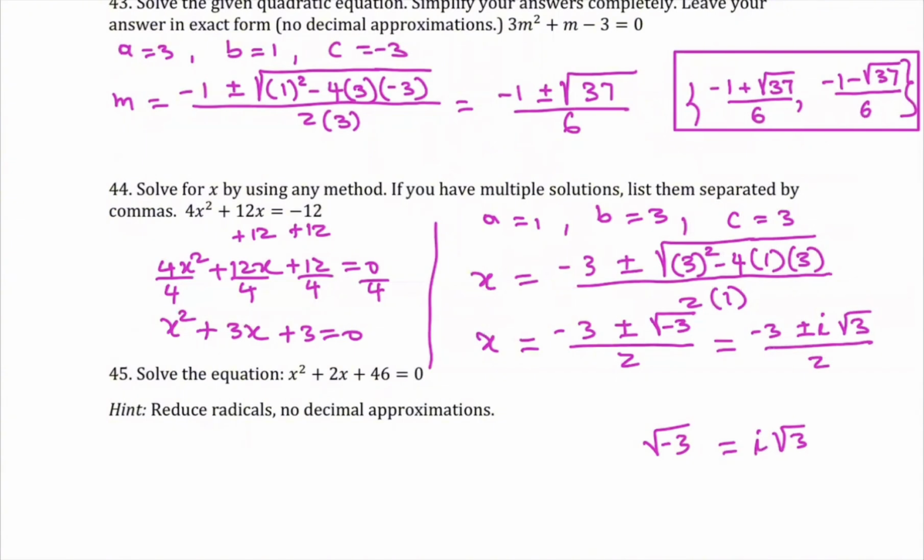So your solution set will be negative 3 plus i square root of 3 over 2, negative 3 minus i square root of 3 over 2.